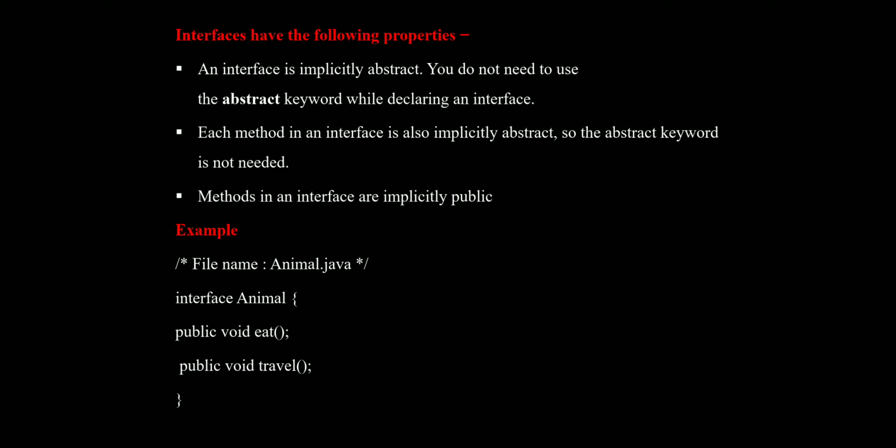Here one example is there. The file name is Animal.java and the interface is Animal. The interface name and file name must both be the same. Here also it is the same: the file name is Animal.java and the interface name is also Animal. For this Animal interface, we declare two methods, that is the eat method and the travel method. This is the concept of interface.